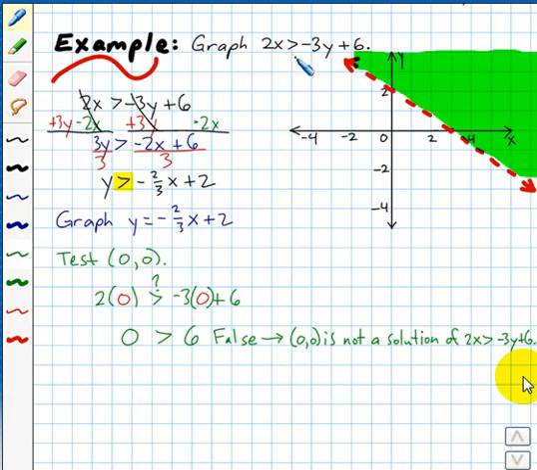Remember, solve the inequality for y, graph the boundary line, and use a dashed line for greater than or less than, a solid line for less than or equal to or greater than or equal to, and then test a point not on the boundary line to determine which side to shade. If you follow those steps, I'm sure you'll do a great job.